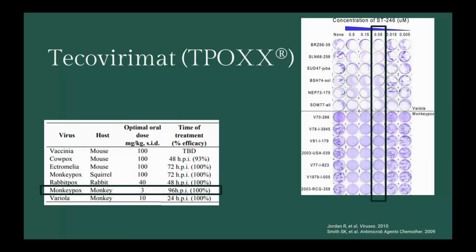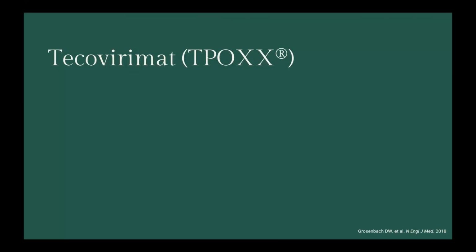Later on, models of orthopox virus disease were developed in mice, squirrels, rabbits, and monkeys. In 2010, this review discussed safety and efficacy of Tecovirimat and found it overall to be effective at 100% efficacy against orthopox viruses, and looked specifically at monkeypox and found 100% efficacy. Safety profiles found it to be generally safe with no chromosomal damage or bone marrow toxicity.